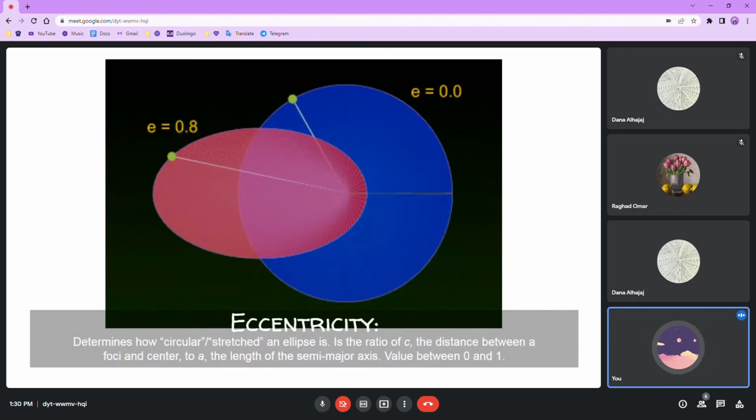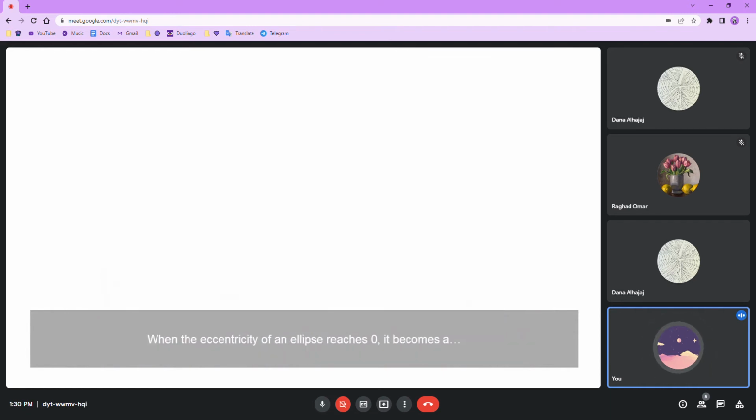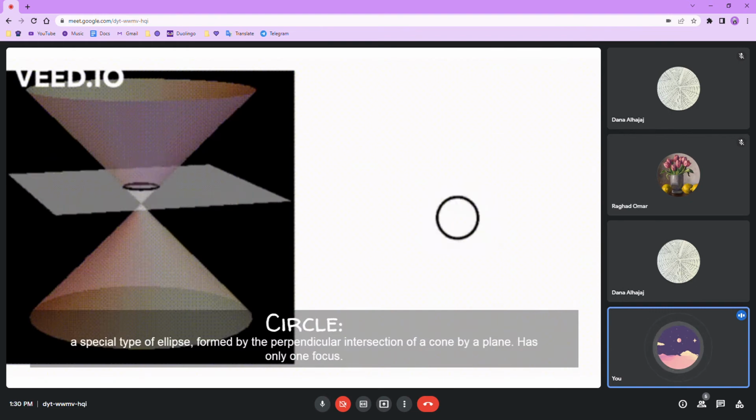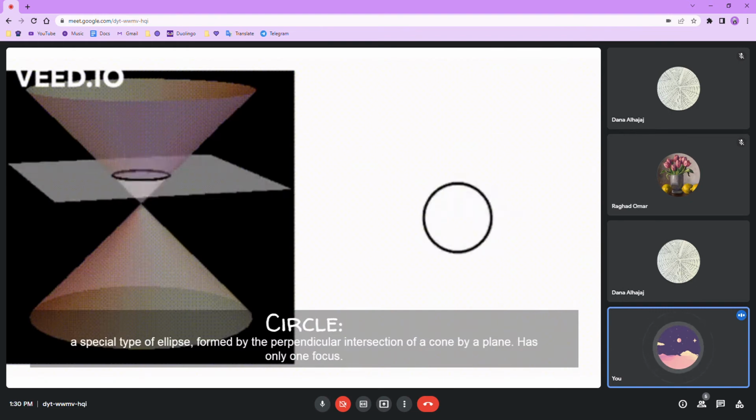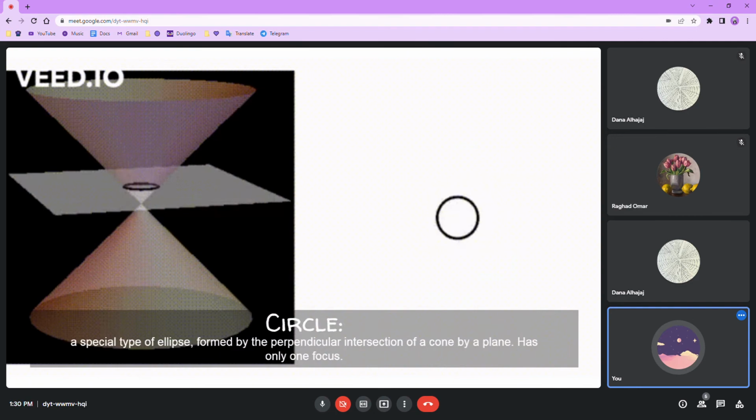Eccentricity determines how circular or stretched an ellipse is. It is the ratio of c, the distance between a foci and the center, to a, the length of the semi-major axis. It always has a value between 0 and 1. When the eccentricity of an ellipse reaches 0, it becomes a circle, a special type of ellipse formed by the perpendicular intersection of a cone by a plane. It has only one focus.